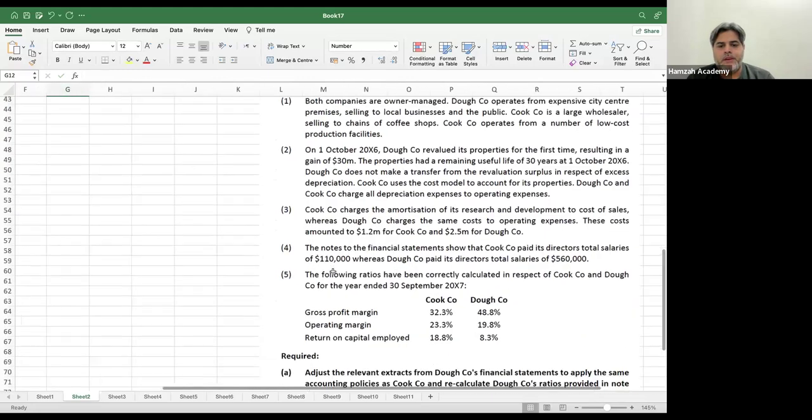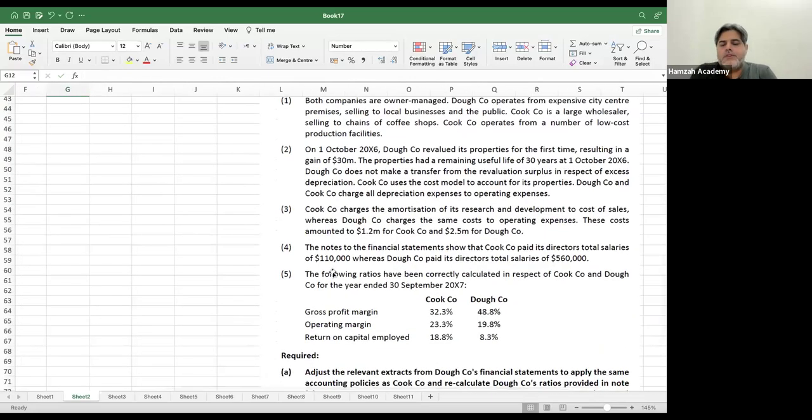Okay, now the next point is that the notes of the financial statement show that the Cook company paid its directors total salaries of 110,000, whereas the Dough company paid salaries of 560,000. It doesn't need an adjustment. The following ratios have been correctly calculated in respect of the Cook company and Dough company for the year ended 30th September 20x7.